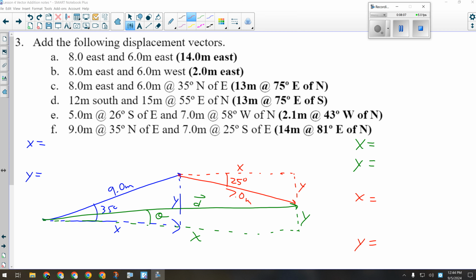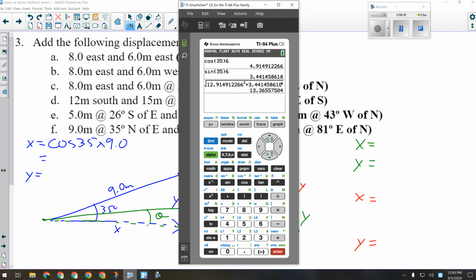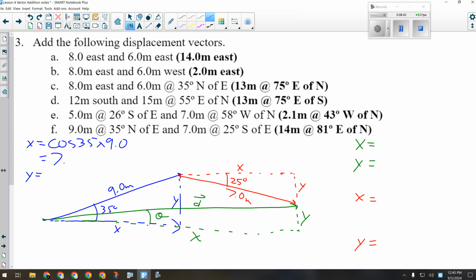We've done the second step, we've identified all the X and Y components. All right, so we're going to start chronologically. The 9-meter vector happened first in the question, so we'll start with it. We have a 9-meter vector, 35 degrees north of east. So to find the X component, that's adjacent. So I'm going to go X equals, in blue, cos of 35 times 9.0 meters. So we're looking at 7.37 meters east.